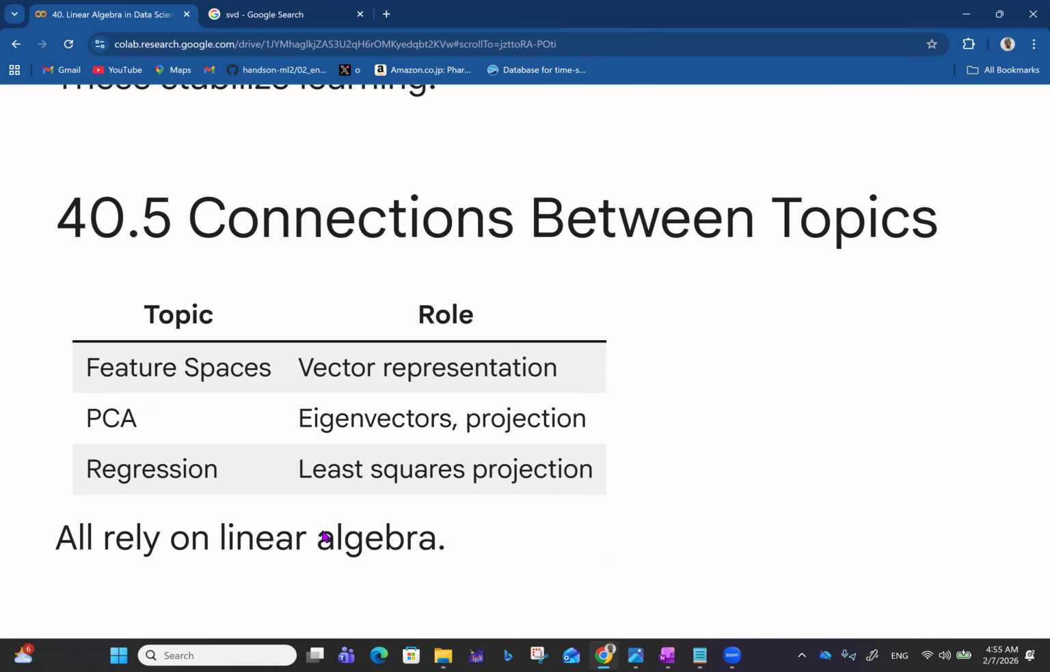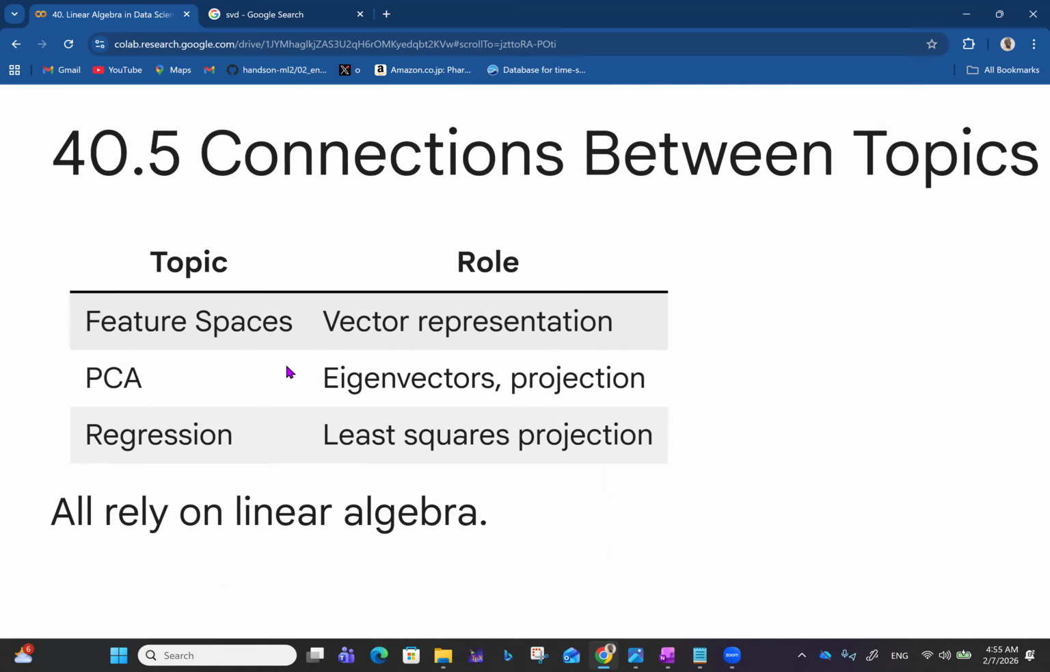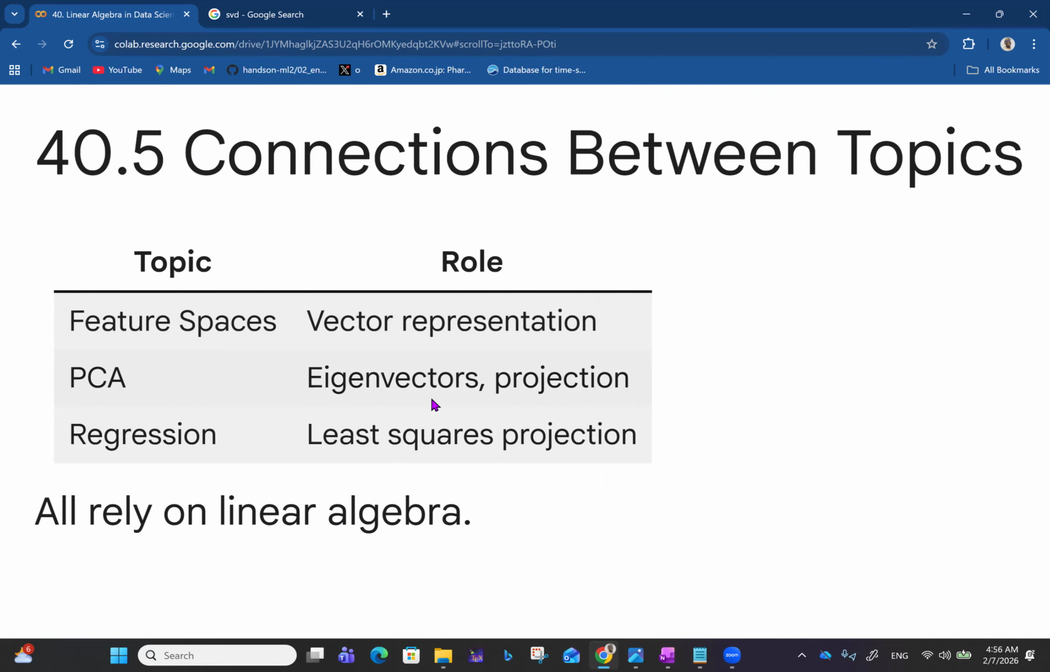So let's talk about connections between topics now. We have feature spaces for vector representation, PCA for eigenvectors and projection, regression for least squares projection, and all this relies on linear algebra. So linear algebra is at the background of most of these concepts.